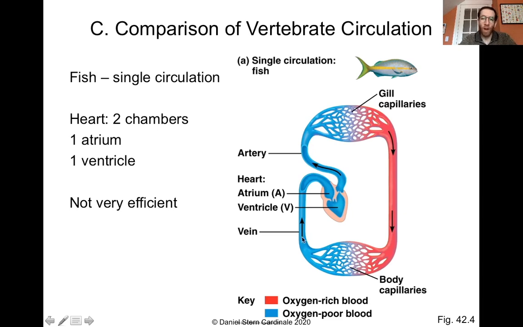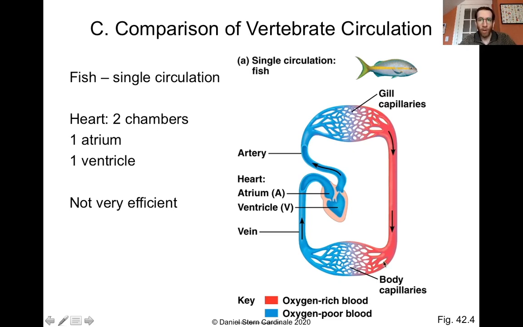This system is not very efficient because it has two sets of capillary beds. The first set of capillary beds is located in the gills, so the blood moves from the heart to the gills, it picks up oxygen in the gill capillaries, and then at low pressure moves through the rest of the body and into the body capillaries where it's going to deposit that oxygen and pick up waste gases like CO2 from the rest of those tissues. It's then, still at low pressure, going to move back to the heart to complete another circuit.